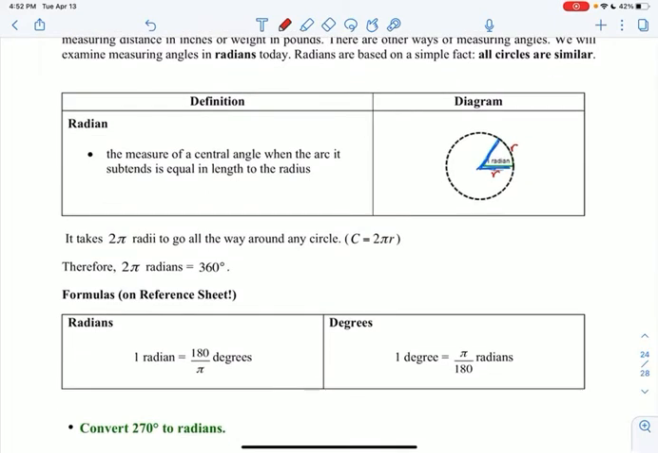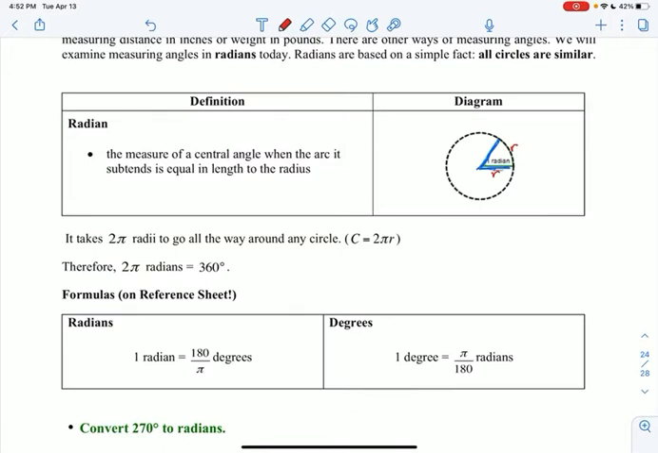Now, you don't need to really worry about that. Radians are on the reference sheet, so the conversion will always be given to you. Radians is something that we're just touching upon here in geometry, but you will definitely talk about it more next year in math.